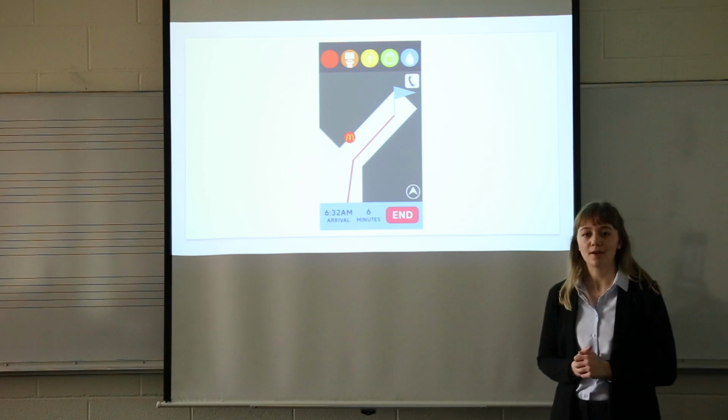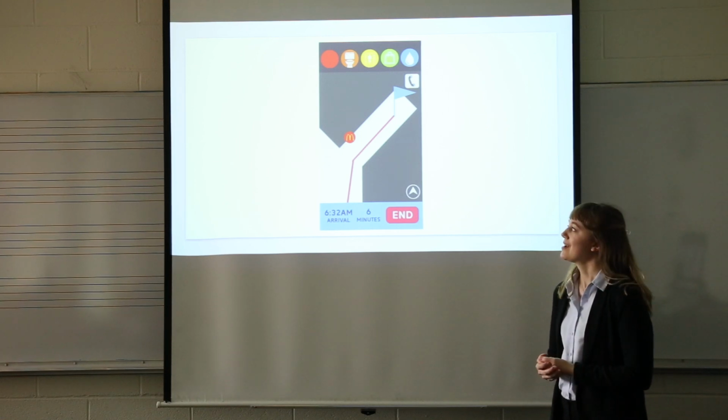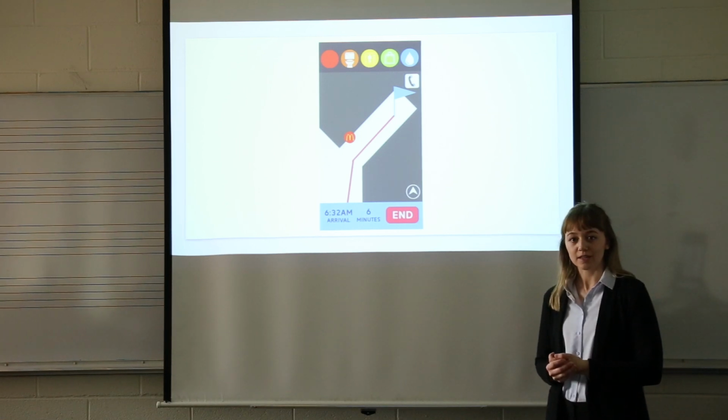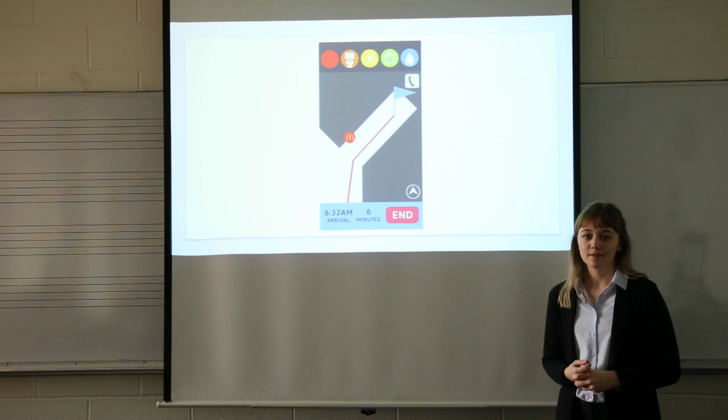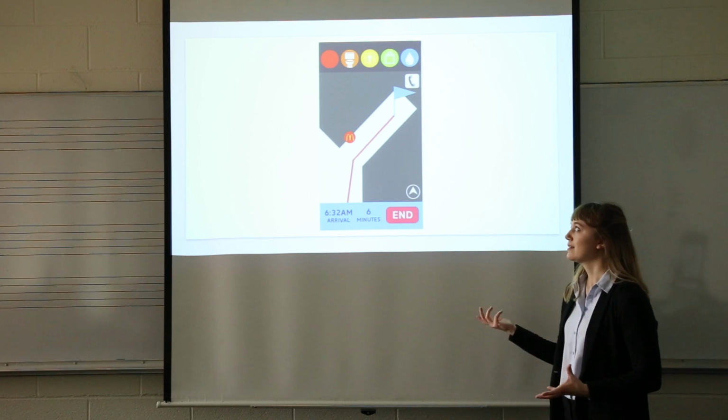Clicking on a dot will zoom in on the map, and they can see where exactly they're going. In this instance, the user clicked on this red dot, and it showed them that this was McDonald's, which is pretty close to their gate.